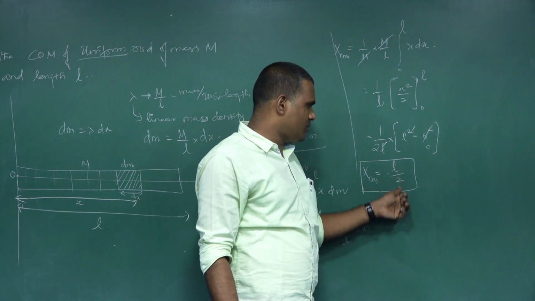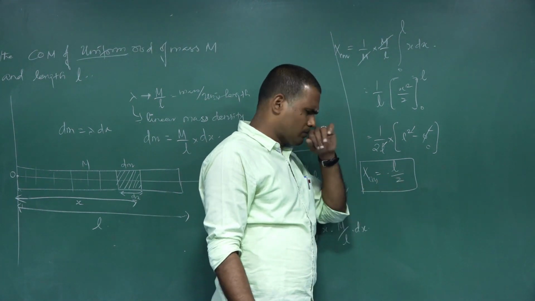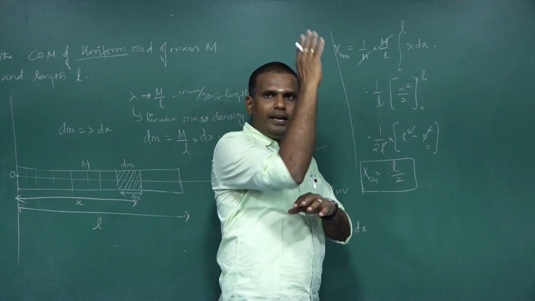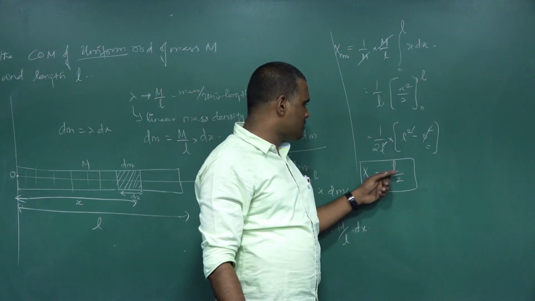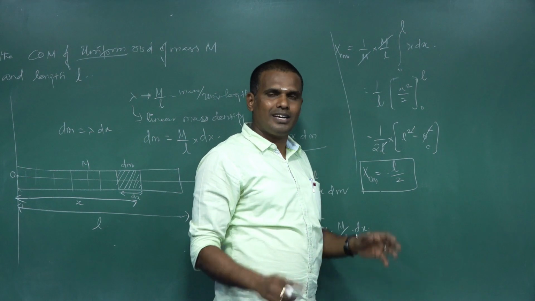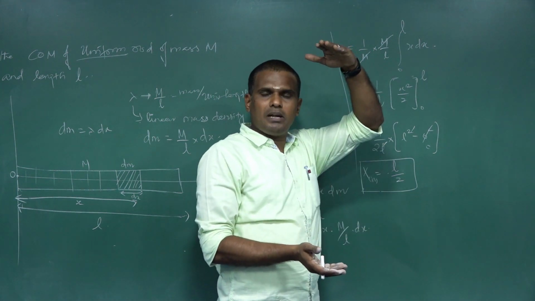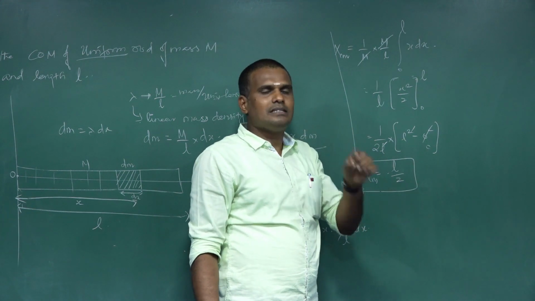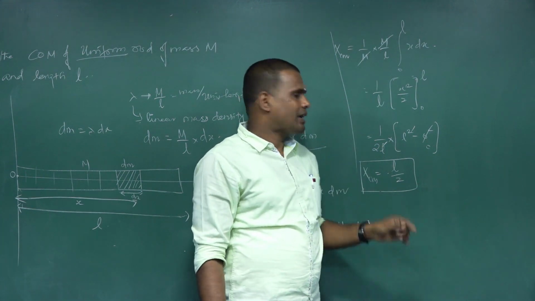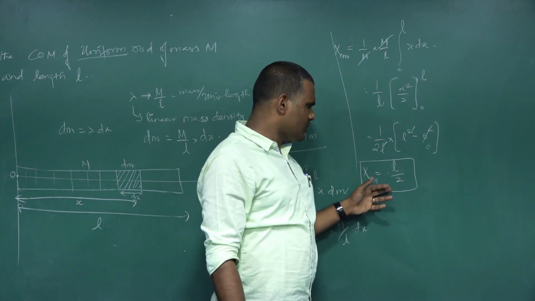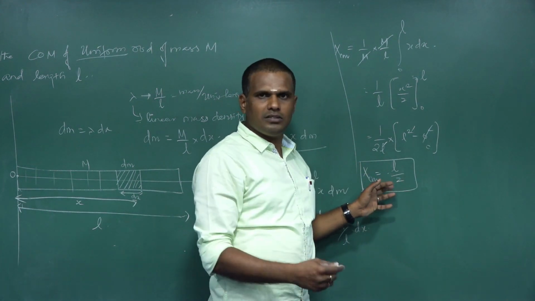So x_cm is equal to L by 2, which means if you consider the scale or the rod along the y direction, once again you will get y_cm is equal to L by 2. z_cm is equal to L by 2. Means whatever the position in which the scale or the rod is placed, the position of its center of mass lies exactly at its center, at a distance of L by 2. So this is an important result. You will be asked this question.